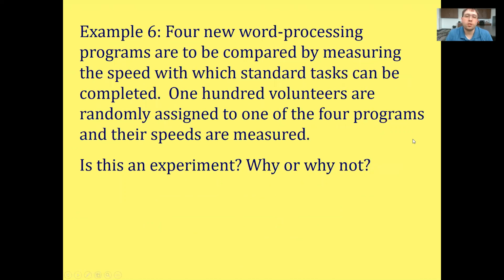All right, example 6. 4 new word processing programs are to be compared by measuring speed with which standard tasks can be completed. So basically typing. 100 volunteers are randomly assigned to one of the 4 programs and their speeds are measured. Is this an experiment? Why or why not? We're going to say yes because what do we notice right here? Volunteers are, and there's our key right here, randomly assigned. Boom. We have our treatment. We have an experiment. Everything is happening like we expect it to.